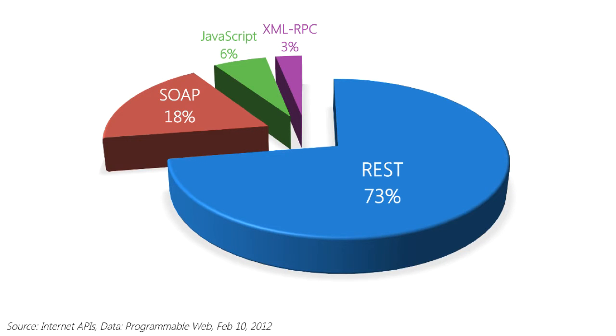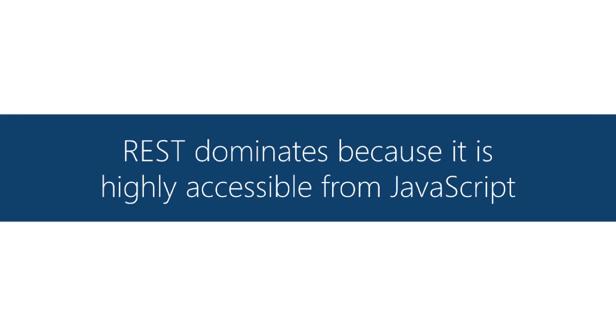Here's some statistics from a few years ago, and you can see how dominant REST has become. And one of the main drivers for the success of REST is that it's easy to access from JavaScript clients. And there's a lot of JavaScript clients out there on the web today. And of course, servers want to make it easy for all those clients to access them. So they typically provide a REST-style API.